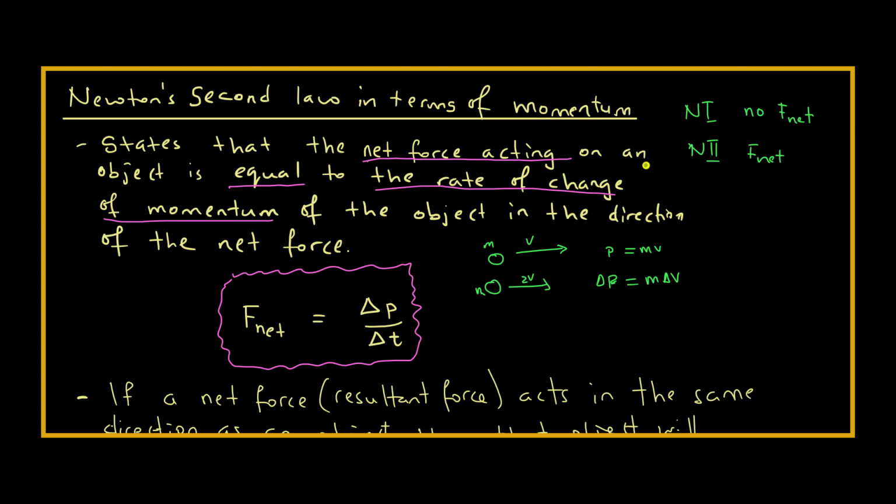If a net force is acting on an object, we expect that particular object to actually accelerate. Its speed can either increase or decrease. So in terms of momentum, we say if a net force is acting on an object, then the rate of change of the momentum is equal to that particular net force.